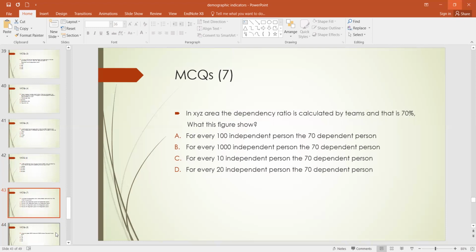In XYZ area, the dependency ratio is calculated by a survey team, and the report shows that it is 70%. What does this figure show? For every 100 independent persons, 70 dependent persons. For every 1,000 independent persons, 70 dependent persons. For every 10 independent persons, 70 dependent persons. And for every 20 independent persons, 70 dependent persons. A is the right answer. For every 100 independent persons, 70 dependent persons.